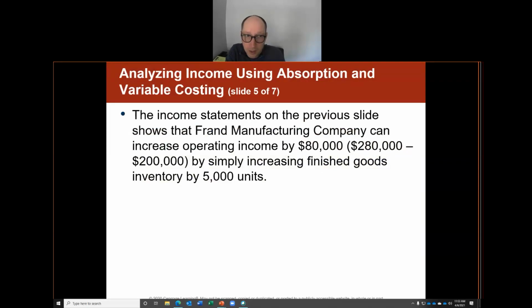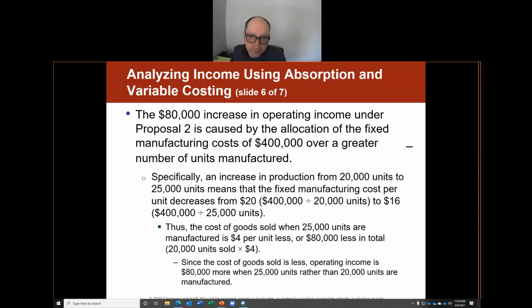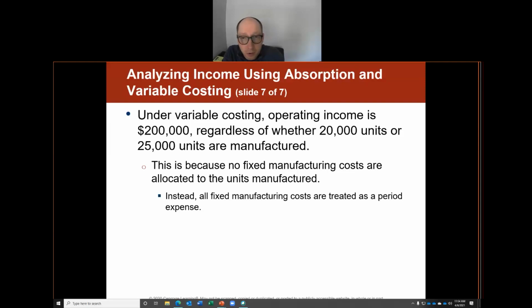On the surface, it looks like a good decision. Oh, okay, let's go with proposal 2. We'll increase our operating income by 80,000. We'll increase our profit ultimately by simply producing another 5,000 units. Sounds great. Okay, so proposal 2, management might say, great idea. It's an awesome idea. We're going to make some more profit. Cost of goods sold will be a little bit less. Sounds great. Awesome.